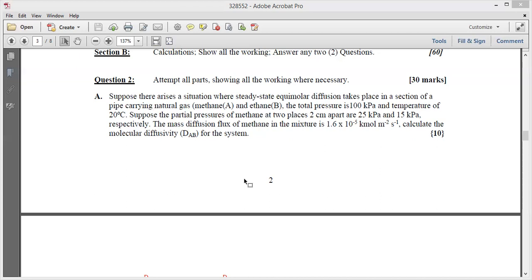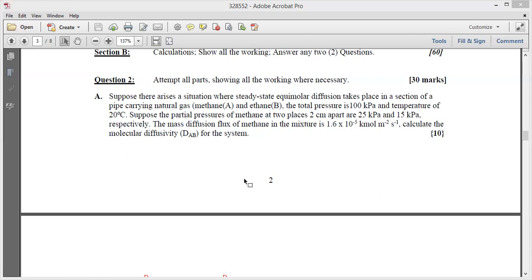Okay, calculate the molecular diffusivity DAB for the system. So this one has given you everything else except molecular diffusivity for that particular system. Okay, so in this system, what do we have? A pipe carrying natural gas, we have ethane and methane. So methane is A and ethane is B. Total pressure is given and the temperature also is given at 20 degrees Celsius.